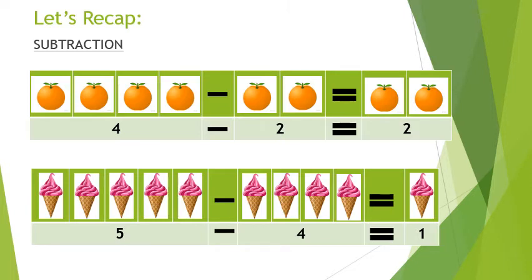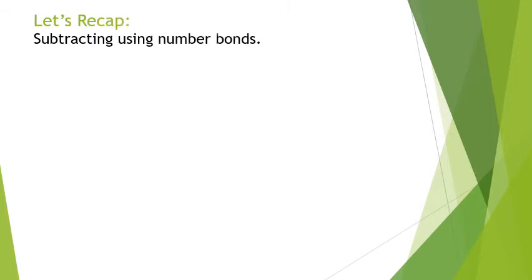Now today you are going to learn the second form of doing subtraction. Okay? So are you ready, children? Let's begin. Great. Let's recap. Subtracting using number bonds. Now children, this is the second way of doing subtraction sums. Right, children? Do you remember number bonds? See the example.